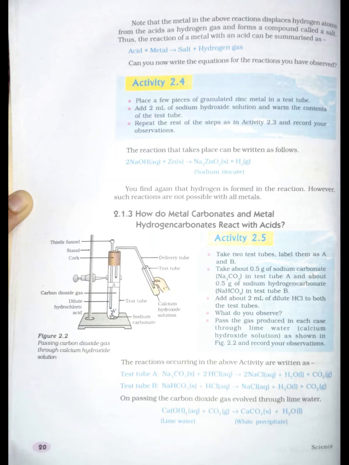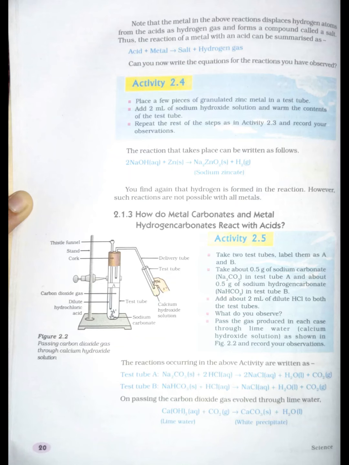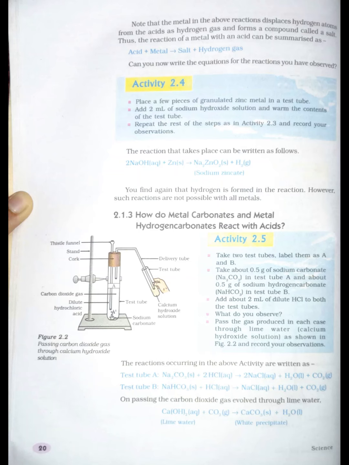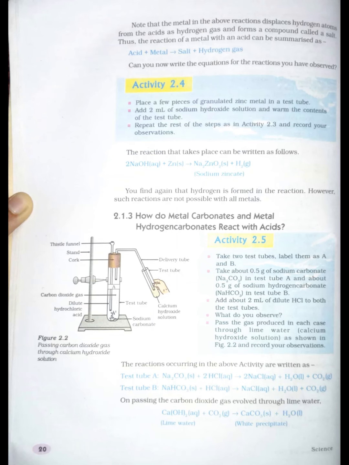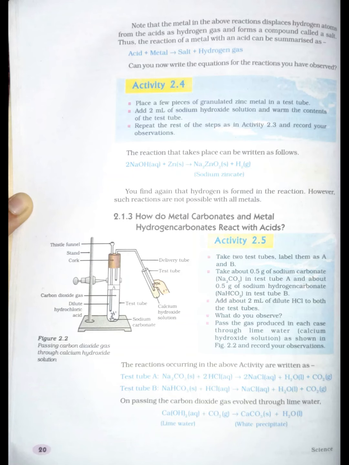The reaction that takes place can be written as follows: 2NaOH plus Zn is equal to Na2ZnO2 plus H2, that is sodium zincate. You find again that hydrogen is formed in the reaction. However, such reactions are not possible with all metals.